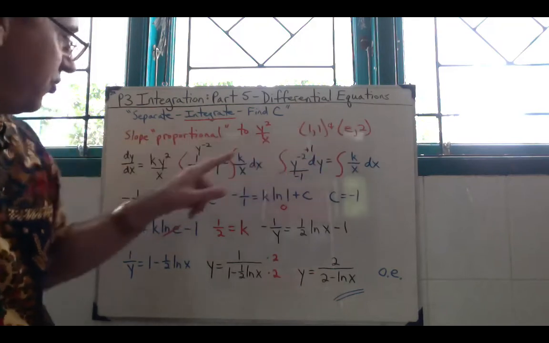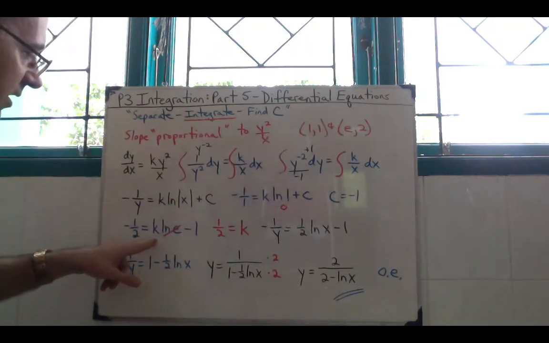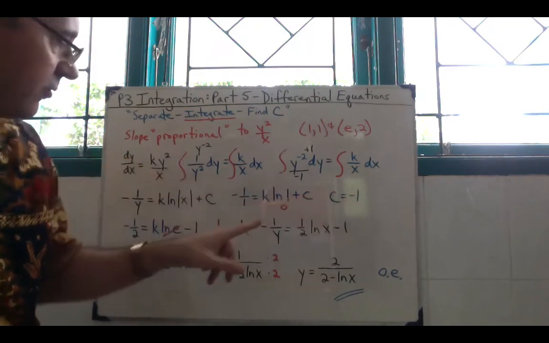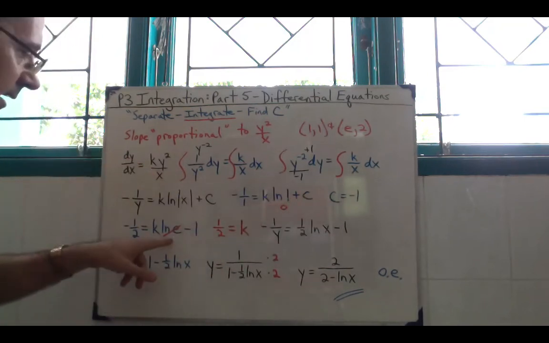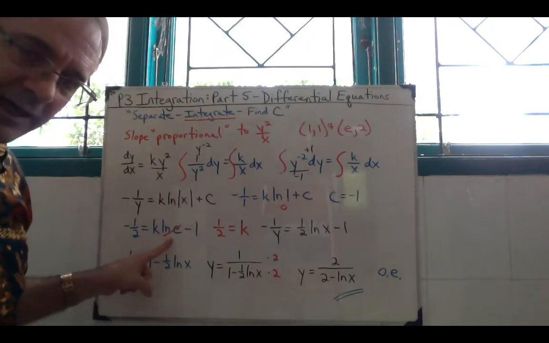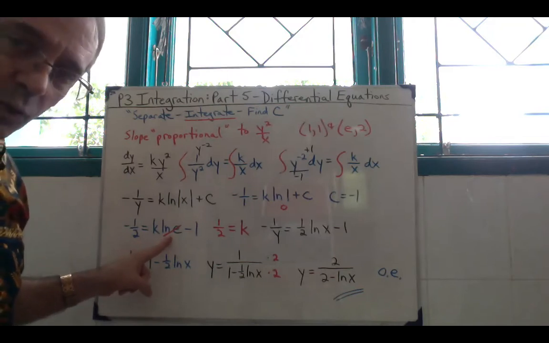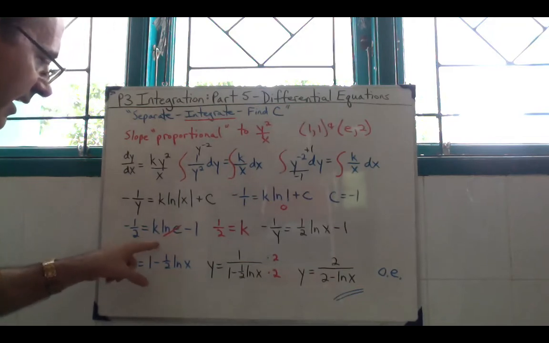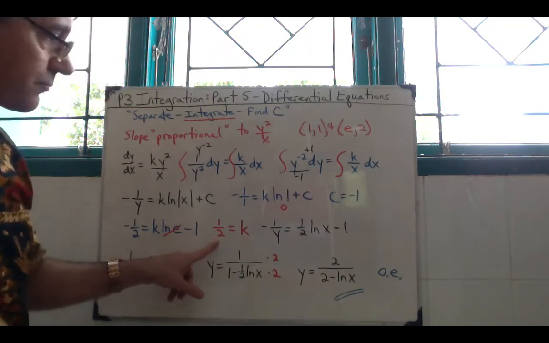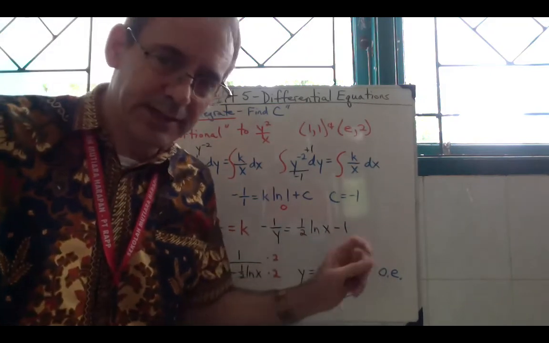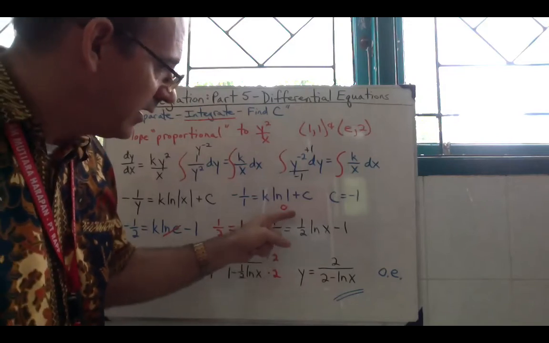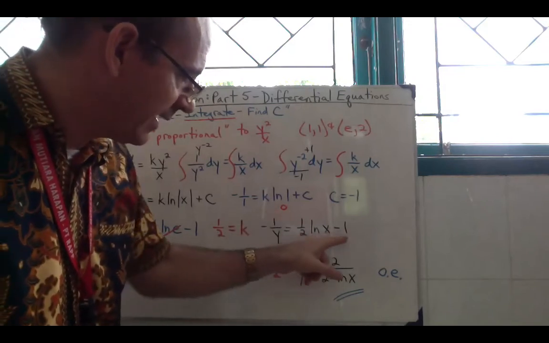-1/2, because we put the 2 in for the y, equals K ln E minus 1, because now we know C is -1. And ln E cancels, the ln and the E are opposite, so it cancels out. Basically makes 1. 1 times K is K. If we add 1 to the other side, K is 1/2. So now we have our complete equation here. -1 over y equals 1/2 ln x minus 1.